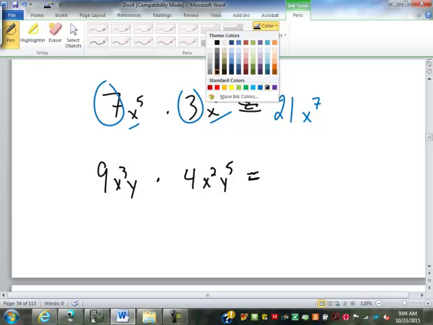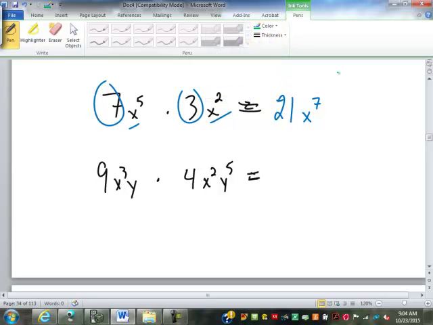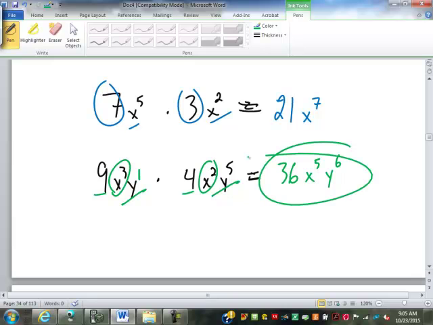What if we have multiple names? Well, 9 times 4 is 36. X to the 3rd times x squared is x to the 5th. 3 plus 2. How about y? Y actually has a power, we just don't write it. What is it? The 1. So y times y to the 5th is y to the 6th. 1 plus 5 is 6. That's not so bad.